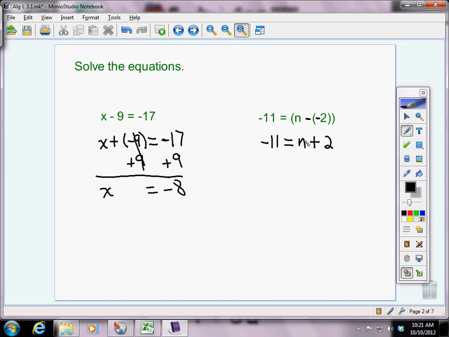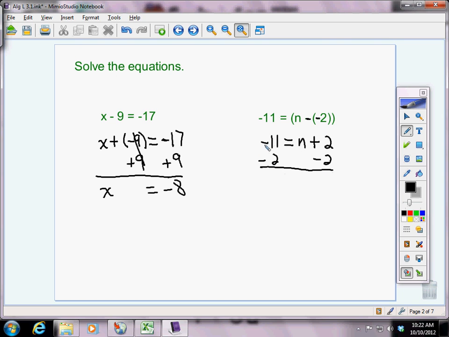So what are we solving for? Our n. What do we have to get rid of? Well, what number's on the same side of the equal sign? The 2. How do we get rid of the 2? You can think of it in two ways. Think of it as plus 2, so we do a minus 2, or notice that this 2 is positive, so we can combine a negative 2 with it. Whatever you do to one side of the equal sign, you do to the other.